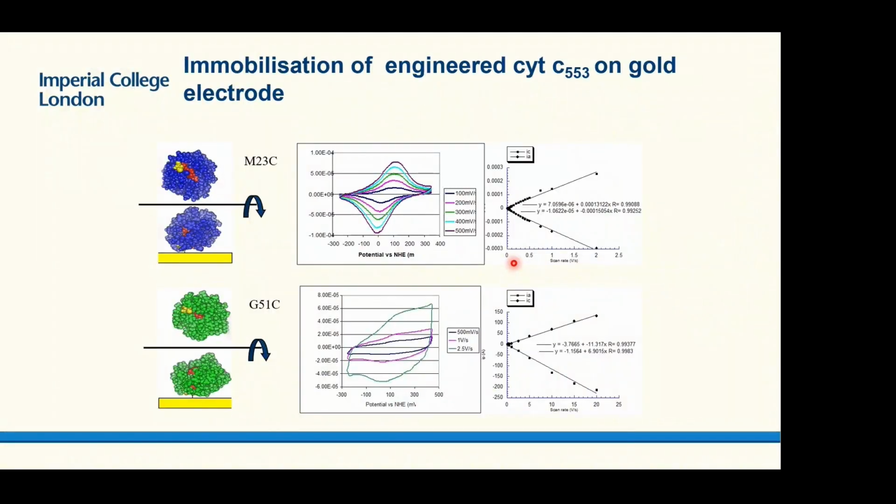So then, looking at the behavior of this protein on an electrode, we can see that they both show a CV, but the shapes are different.